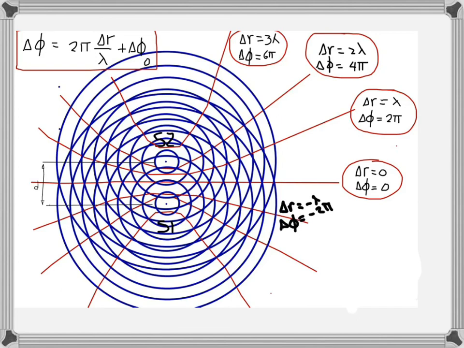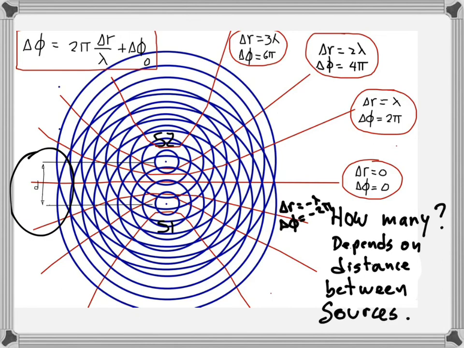This antinodal line down there, you can find that delta R is minus lambda and delta phi is minus 2 pi. Now, a question that you might be wondering is, given two sources and a particular wavelength at which they vibrate, how do we know how many antinodal lines there are?